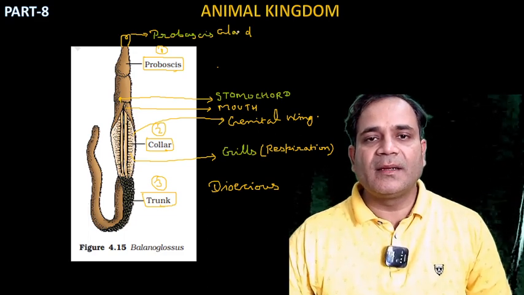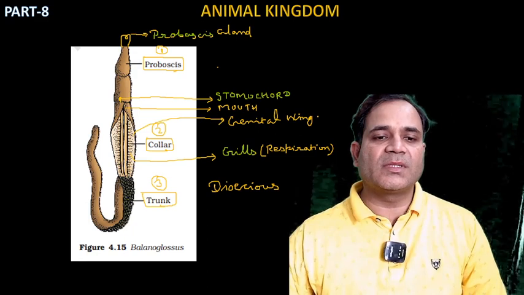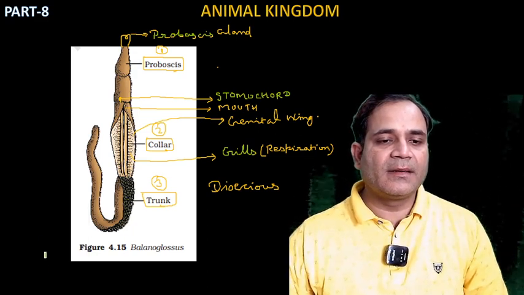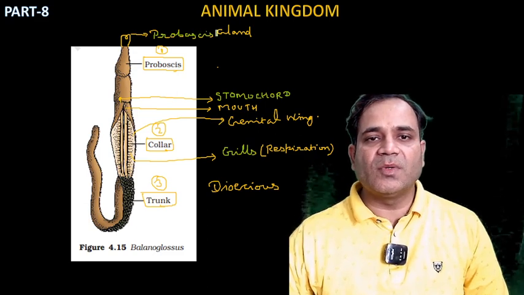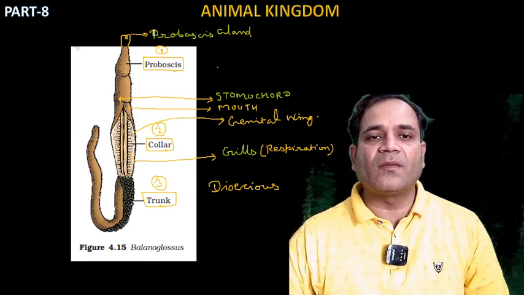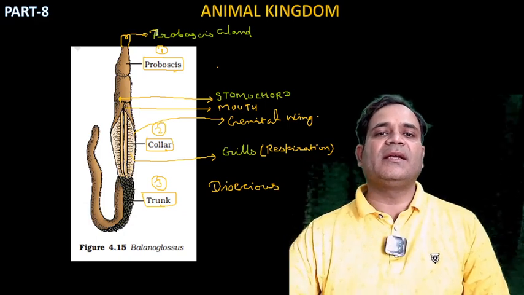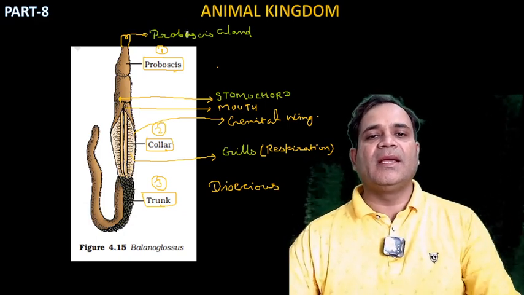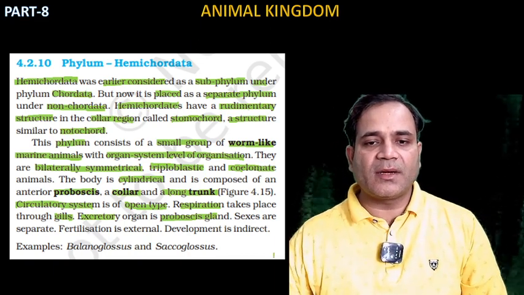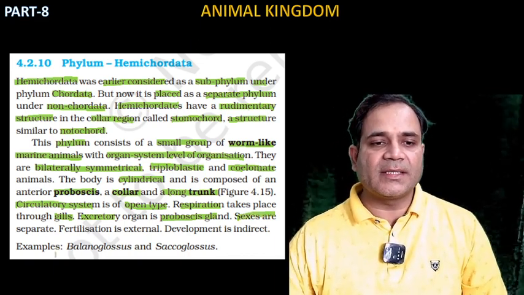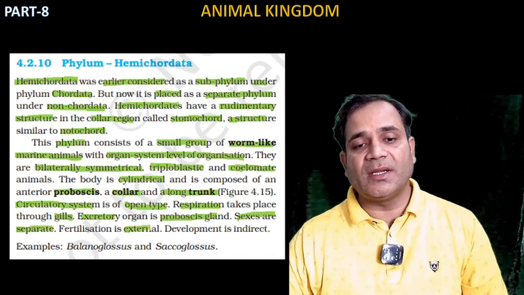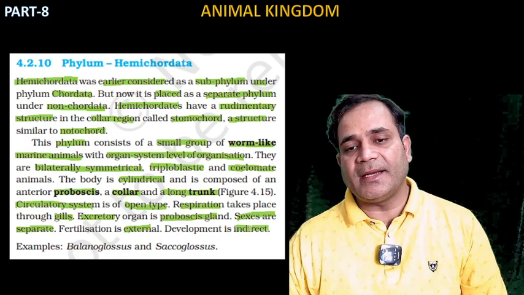Proboscis gland. This proboscis gland is responsible for what? Excretion, my dear. It is an excretory organ. Sexes are separate. Fertilization is external, and development is indirect.